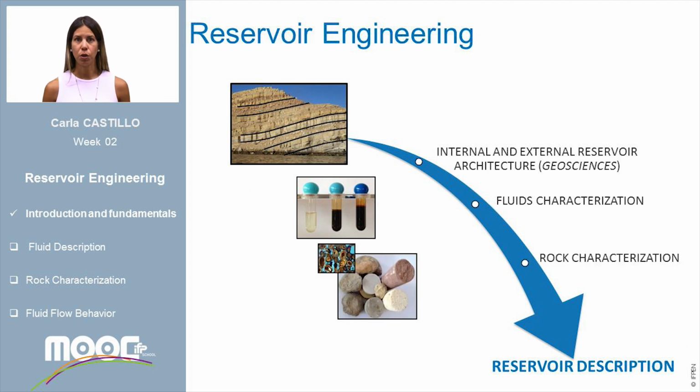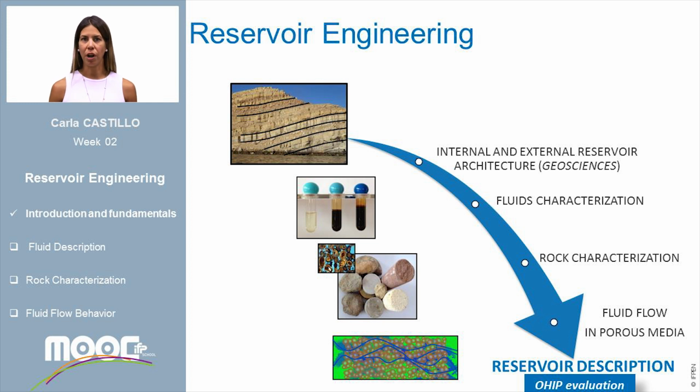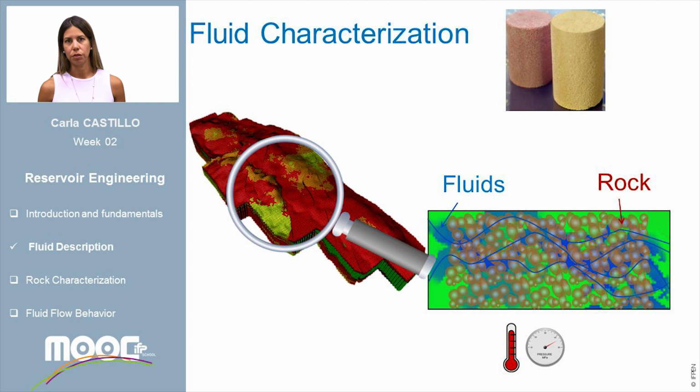Then, we shall recall some concepts in rock characterization that are important to the dynamic behavior of the reservoir, such as porosity and permeability, to finish with a description of fluid behavior in the reservoir, which is a function of the pressure of the reservoir and the pressure in the well. All the previous should help us to evaluate the original hydrocarbon in place, which is a key value in order to continue with the studies or not, as it will give us an idea of the size of the fluids in place. Let's begin with the fluid characterization.